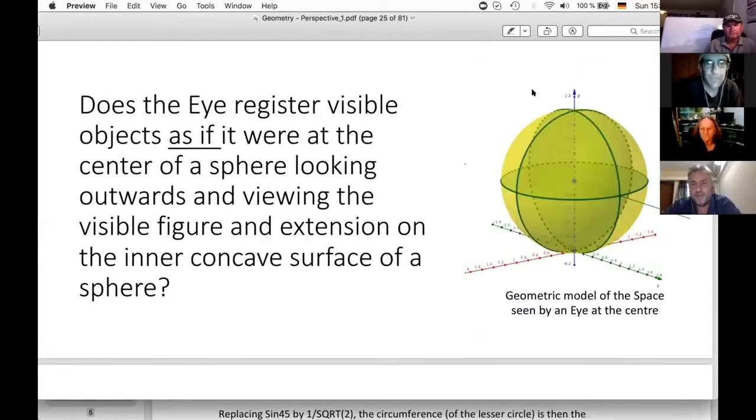Think of this as the geometrical space of visual perception with an eye at the center looking out. So what you see is basically a visible figure on the inside concave surface of this sphere. You're in the middle, you're looking out, and your whole world of visibles, every visible object that you see, is actually being registered as a figure on the inside concave surface of a sphere.